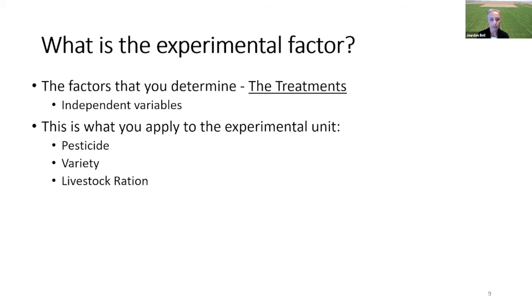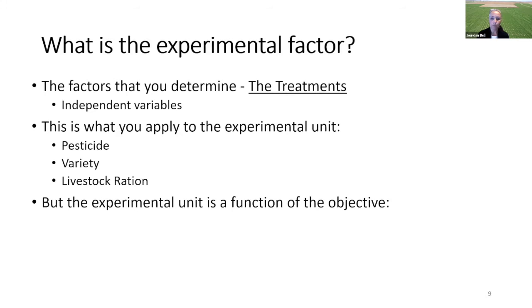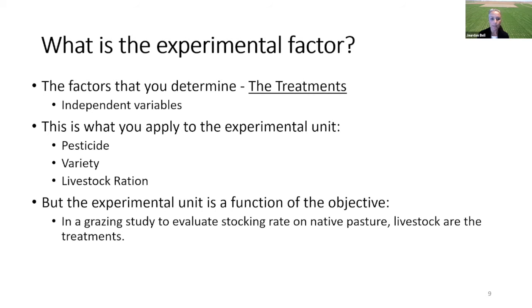So it could be a pesticide, a variety, livestock ration. Also, you have to keep in mind that the experimental unit should be a function of your objective. So for example, say you're in livestock and you're doing a grazing study to evaluate stocking rates on native pasture, the livestock now become the treatment. So you have your experimental unit, but you also have the treatment when you're looking at, say, 10 head versus 20 versus 30. It can change depending on what your objective is.